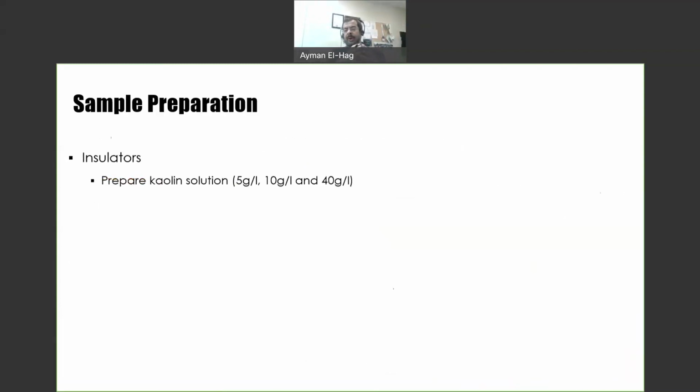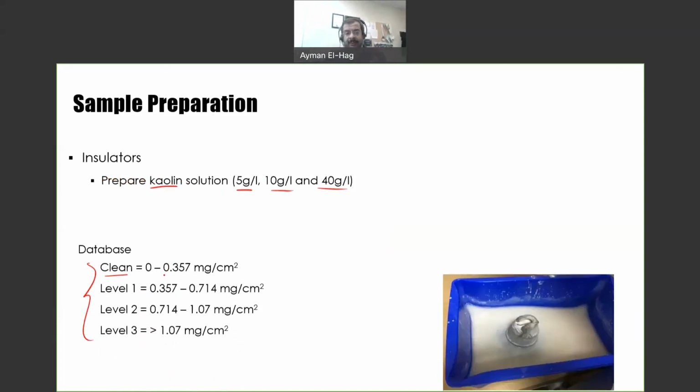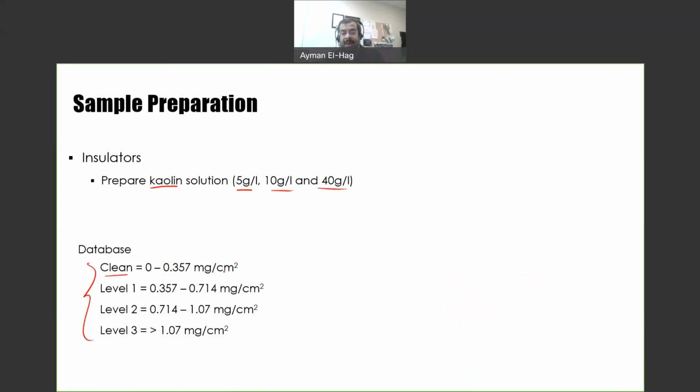Now in our problem, we want to quantify the second, the NSDD, using images. Okay, how do we do that? We prepared different levels of this pollutant. We use kaolin as our main inert material, and we have it at different levels to get four different levels of pollution. The first one is called clean, from 0 to 0.357 milligram per centimeter square. Level 1, which is between 0.357 to 0.714. Level 2, 0.714 to 1.07, and so on. Level 3 is higher than 1.07 milligram per centimeter square.